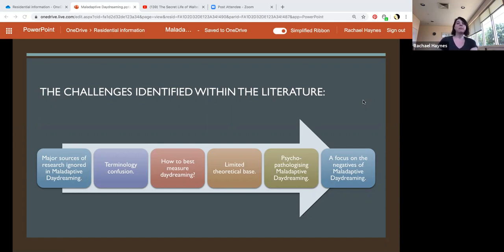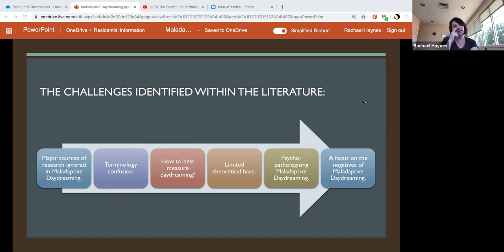Look, I'm going to talk now about the research into maladaptive daydreaming. If you were to carry out a search on Google Scholar or any university database, you wouldn't come up with very much information, to be honest. Maybe 15 or 16 articles. It's growing as time progresses, but the information is quite limited.